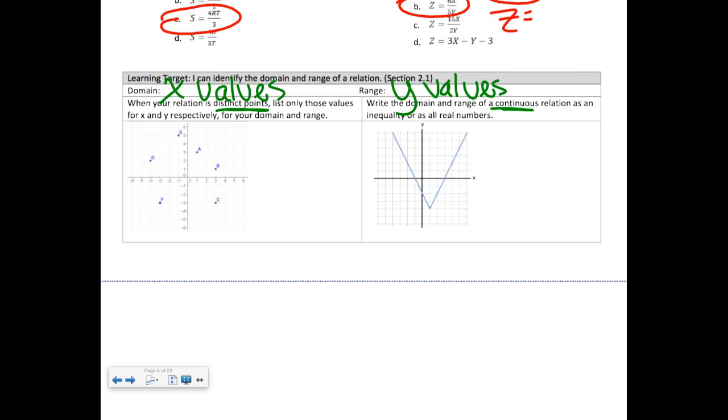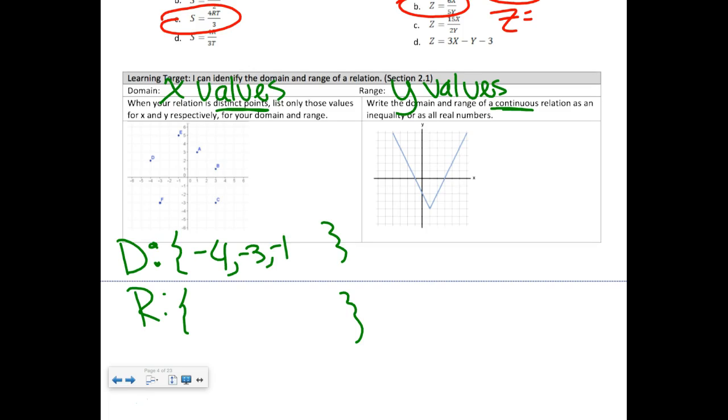Okay. When we were doing these, reminder, we listed all of our domains. So we made a list of all of our x's, and then we made a list of all of our y's. Okay. So I'm going to look at my x's here. So I see my first x here is -4. My next x right here is -3. I have one here at -1. I have one here at 1.